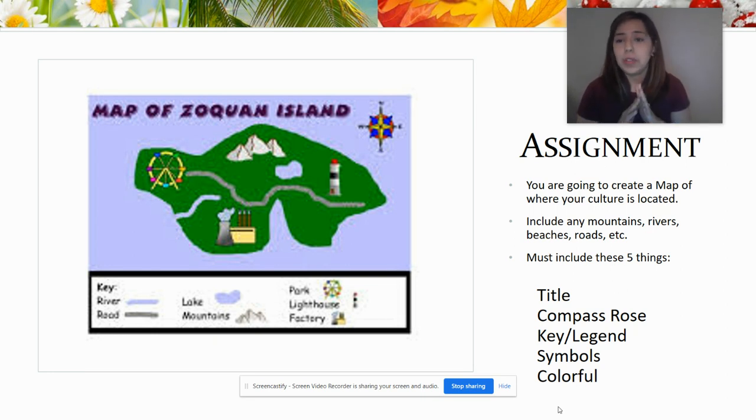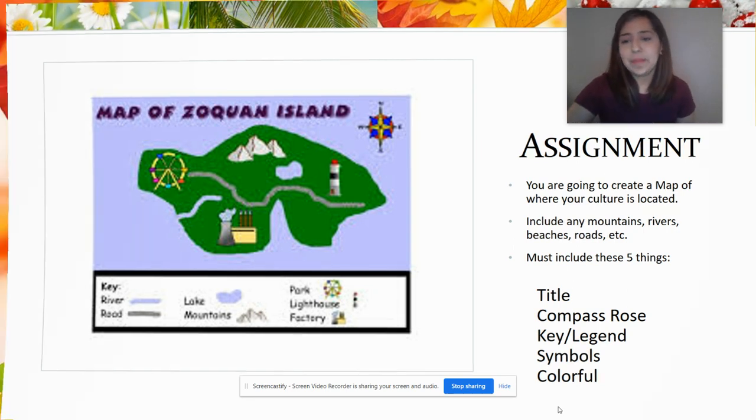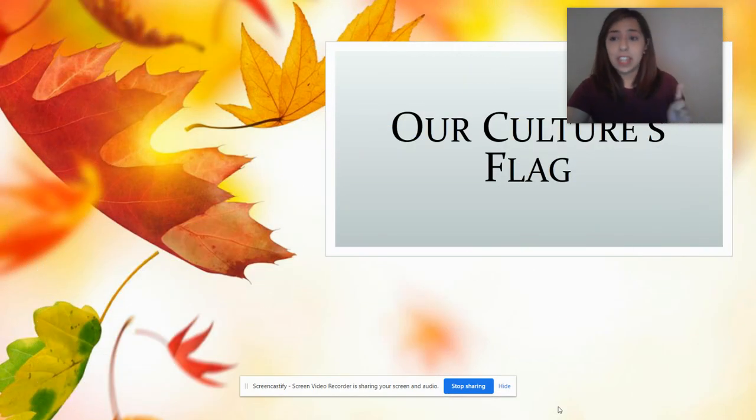You're going to be able to do this on any piece of paper or cloth that you have available to you, and then you'll take a picture and then upload that as your assignment. So you'll color it, you'll draw it out, you'll sketch it out, make sure it includes all these things, make sure that it's colorful, and then take a picture and upload it. Okay? Now, there's going to be another piece.